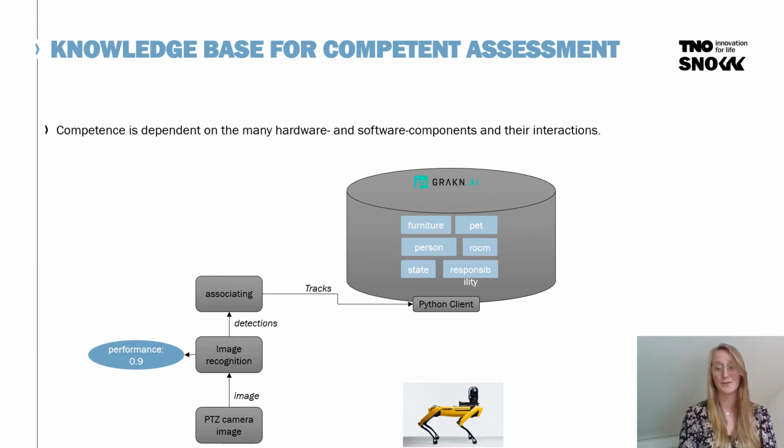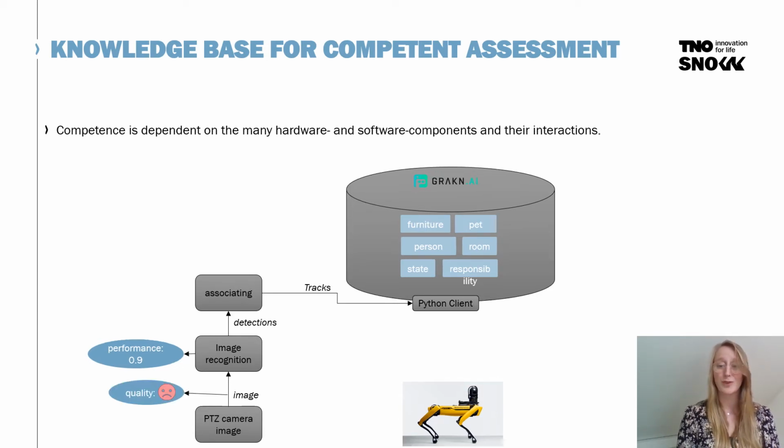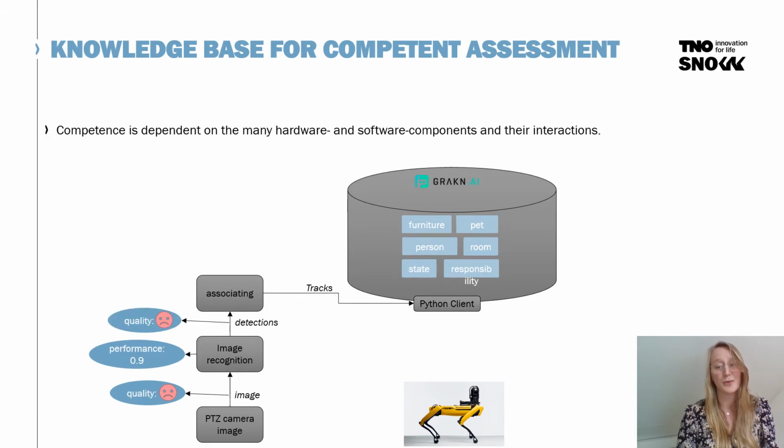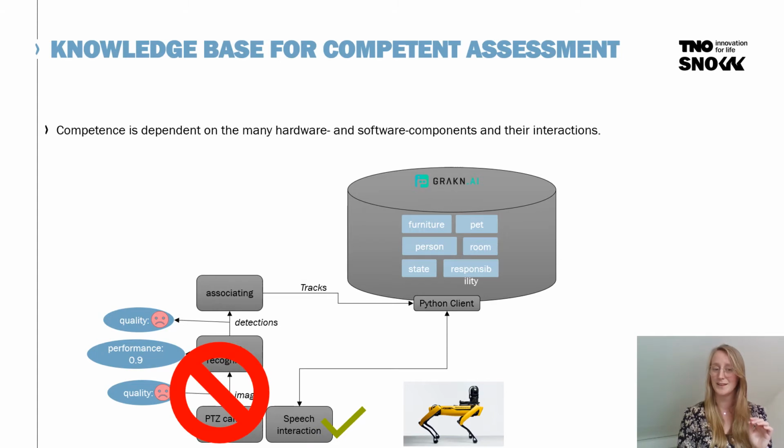But because the room is full of smoke, the image quality is very poor, and therefore the image recognition output is poor as well. So while it's searching for humans in a smoky room, this image recognition component might not be the most suitable component to use. It might, for example, use an alternative approach, namely use speech interaction to check if there are humans responding in the room it's searching in. So in this case, Spot can say, okay, I'm fairly competent using my speech interaction for this task.